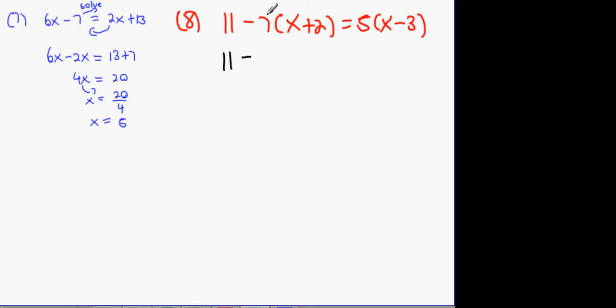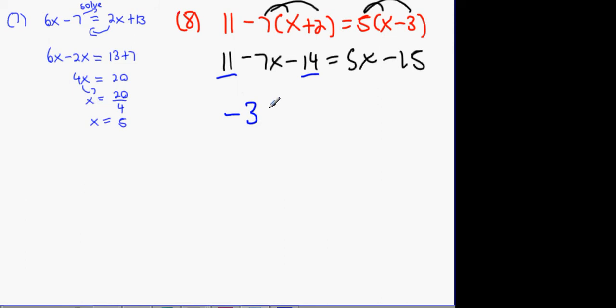11 minus 7x. And what's minus 7 multiplied by 2? Minus 14. Because 7 by 2 is 14. Remember the minus, it's minus 14. 5 by x, 5x. 5 by minus 3, minus 15. Now, what we should do first is we should tidy up our sides. So what do we get now? Minus 3 minus 7x equals 5x minus 15.